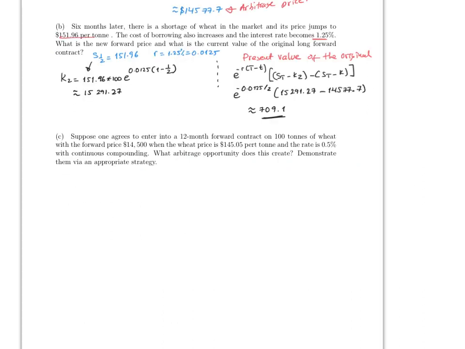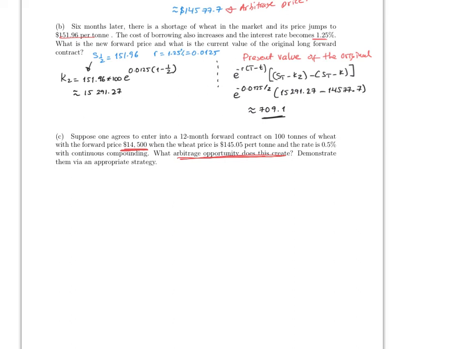All right, the last part of the problem says the following. Suppose that somebody agrees to enter a 12-month contract with a forward price of 14.50. So somebody agrees to pay this. All right, so what arbitrage opportunity does this create? And demonstrate this via an appropriate strategy.